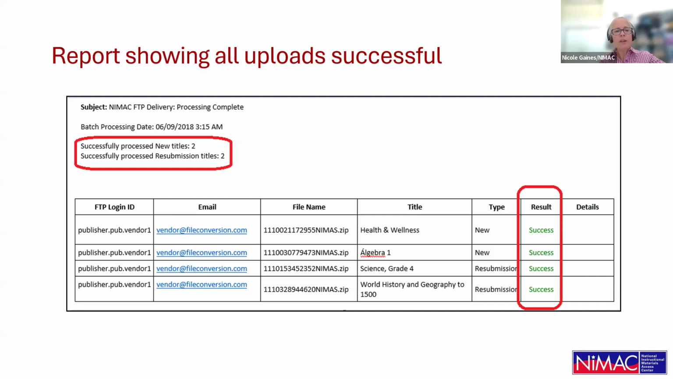One thing, just as a side note, is that the report will indicate whether the uploads were new titles or resubmission titles. That's just a little extra information that it provides. The other thing that you will see in the table below is a result column, and that also shows success for all of these.